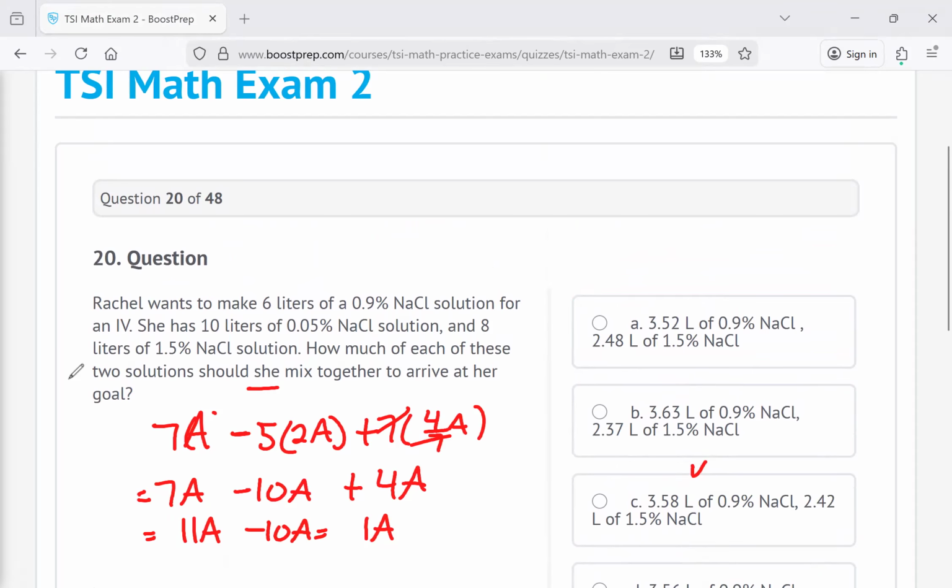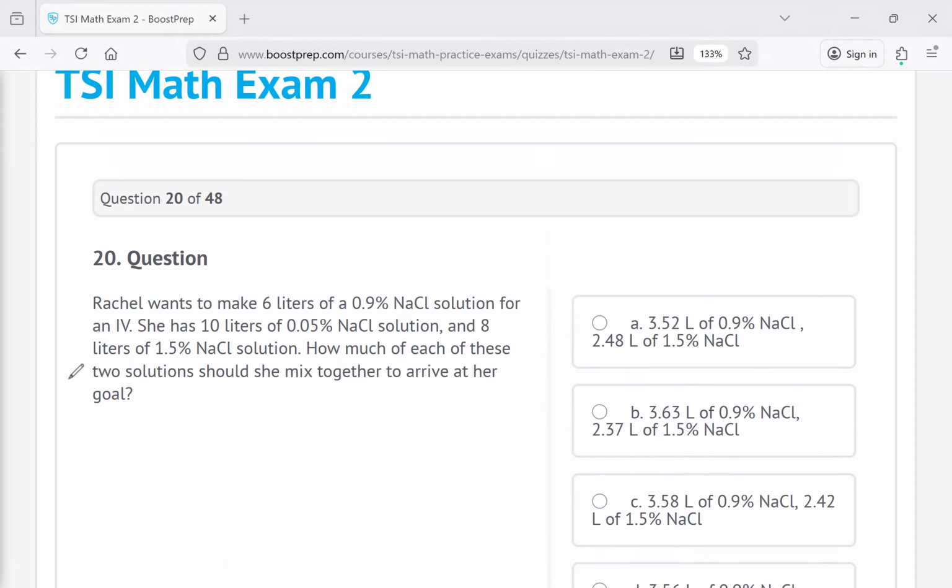Okay, this one's a real, let's see. Rachel wants to make 6 liters of 0.9% sodium chloride NaCl solution for an IV. She has 10 liters of 0.05% NaCl solution and 8 liters of 1.5% NaCl solution. How much of these two solutions should she mix together to arrive at her goals? So, yeah, this one can be a little bit tricky. So, let's see. How would we set it up?